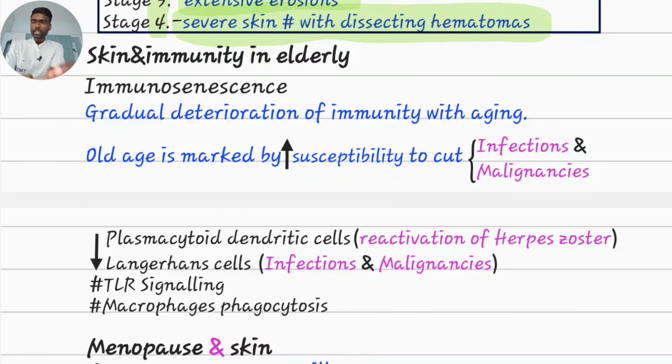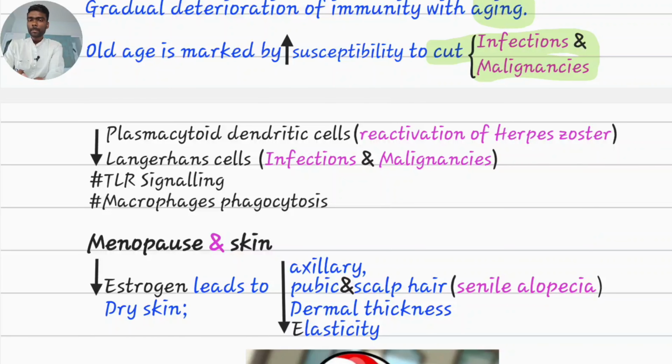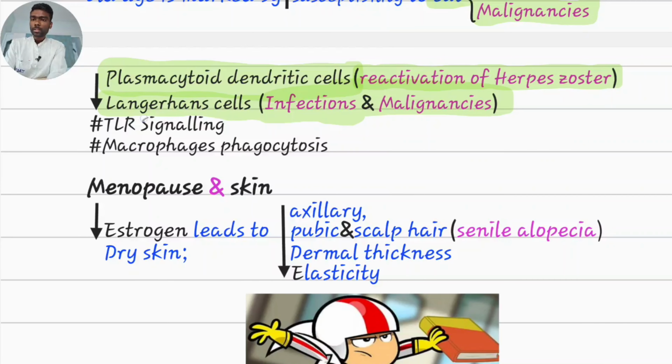Coming to immunity of skin in the elderly, there will be gradual deterioration of immunity with aging, that is called immunosenescence. Old age is marked by increased susceptibility to cutaneous infections and malignancies. There will be reduction in plasmacytoid dendritic cells, which are important for protection against viruses, which explains the reactivation of herpes zoster in old age. Reduction in Langerhans cells will make the old more prone to infections and malignancies. There will be impairment in toll-like receptor signaling and macrophage phagocytosis.